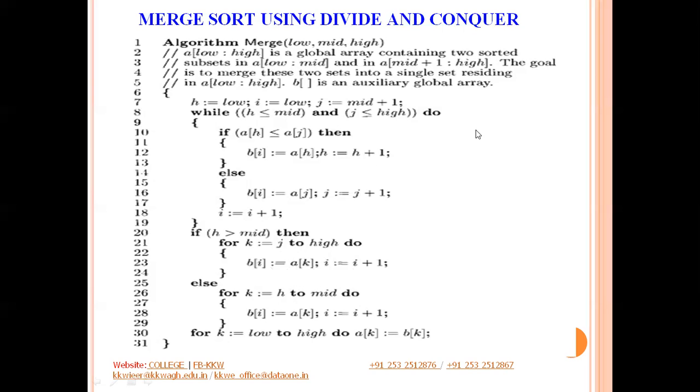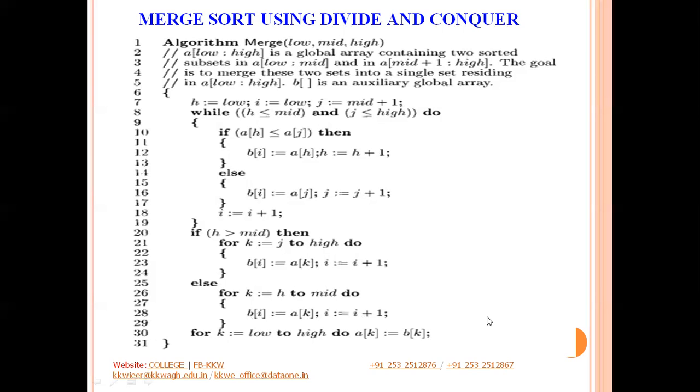If the other condition is false, then we have to simply copy all the elements from h to mid as they are into the array. That is exactly what we are doing in the else part. For k equal to h to mid, we copy all the elements into B of I as they are, and increment the I pointer.